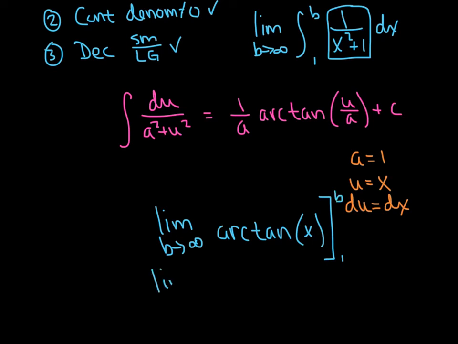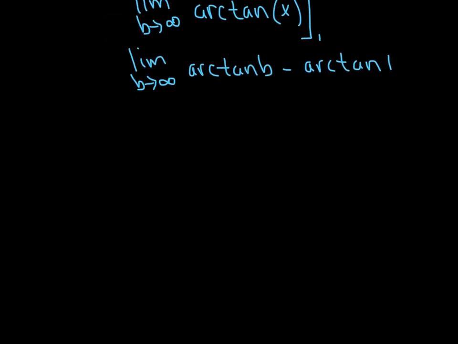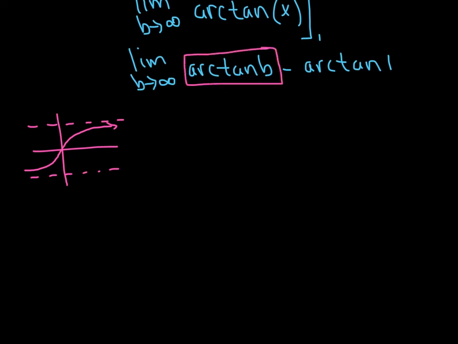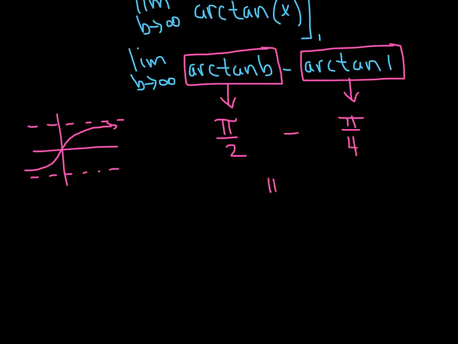So let's plug in the upper bound first. Arctangent of b minus the arctangent of 1. And maybe off to the side of your paper you want to draw yourself a little sketch of arctan. This is the one that's got horizontal asymptotes at pi over 2 and negative pi over 2, and it increases so subtly within those asymptotes. What you'll notice is that as b approaches infinity, the arctangent curve approaches a height of pi over 2. And the arctangent of 1 is simply pi over 4. So by the time I subtract those numbers, I get pi over 4.